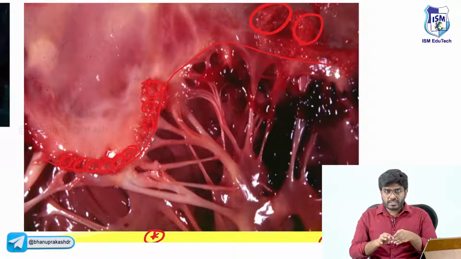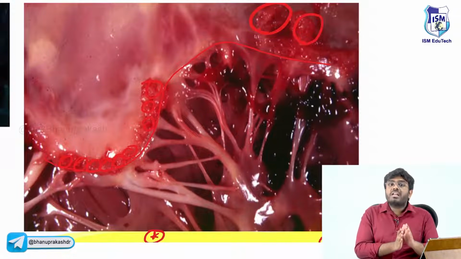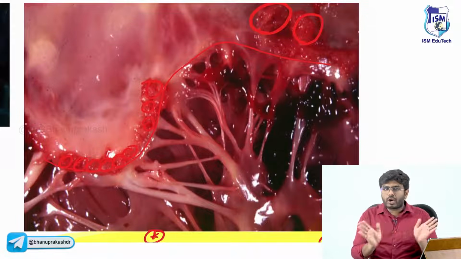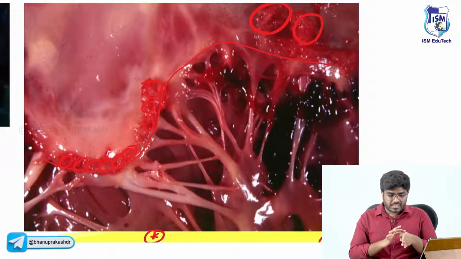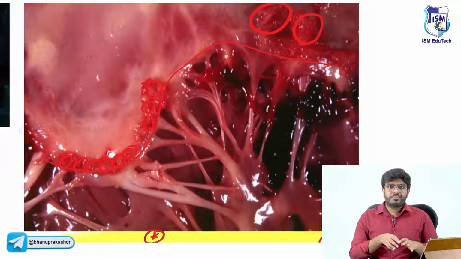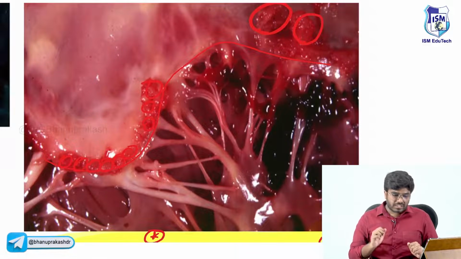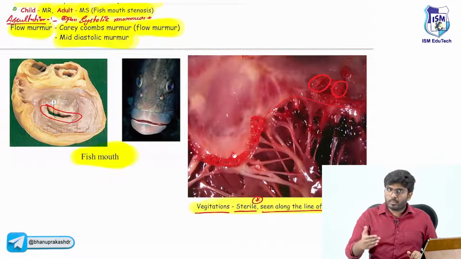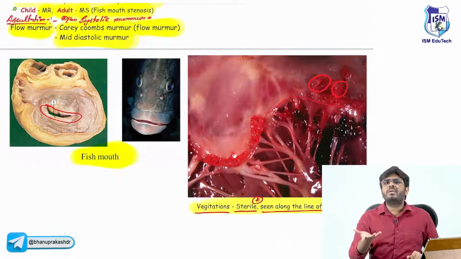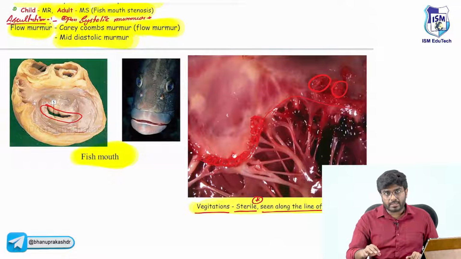Sir, these vegetations are small. They are sterile vegetations, not septic vegetations. They are seen along the line of closure. These vegetations are made up of what? Mainly they are made up of the platelets, sir. Even other components are there, I will explain. Vegetations are made up of platelets, not the bacteria, okay.